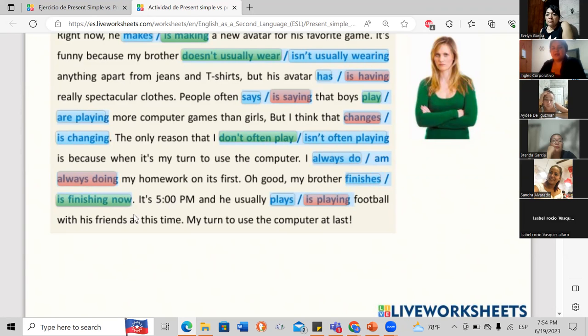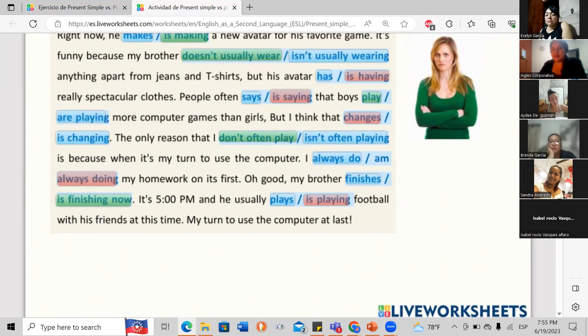Okay. Luego dice, it's 5 p.m. and he usually, es algo que siempre sucede. Okay. Por eso era plays football with his friend at this time. A las 5 usualmente juegan fútbol. Y is playing is incorrect because it's not just for this day. No es temporal, solo sucede un día o a este momento. Por eso está incorrecto, ¿ok? Esto siempre sucede, por eso utilizamos el simple present, ¿ok?